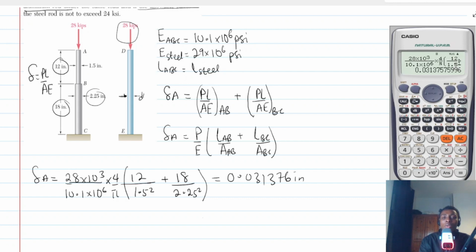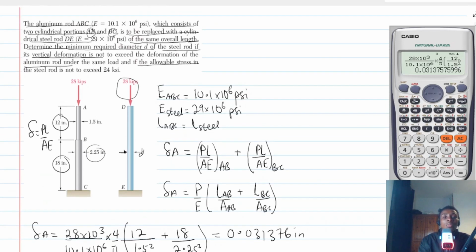Now for the steel rod, look at the question. He said that we should determine the minimum required diameter D of the steel, so watch this, if its vertical deflection is not to exceed the deformation of the aluminum rod under the same load.